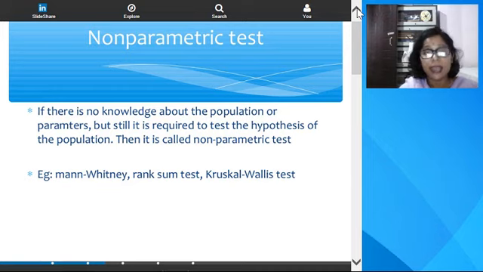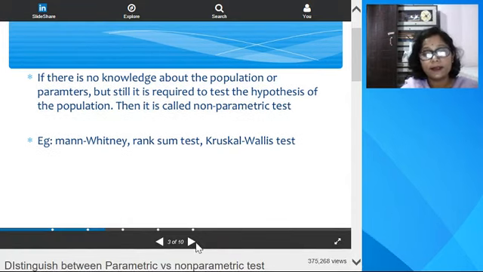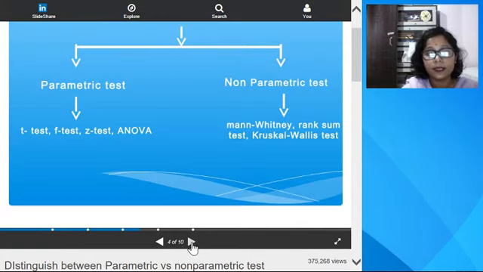Examples of non-parametric statistics are sign test, median test. You remember sign test, median test, Mann-Whitney test, then chi-square test. So here rank sum test. All these are the examples of non-parametric statistics or non-parametric test.